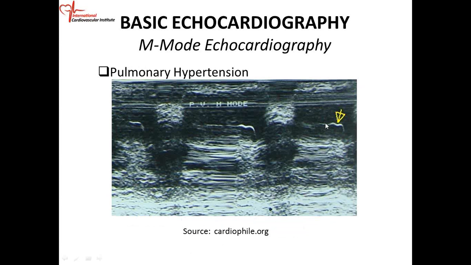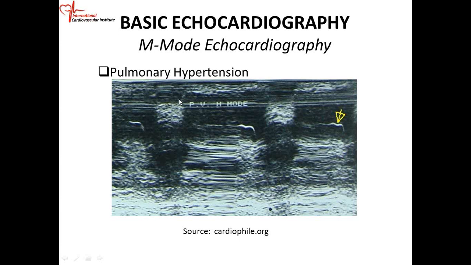So your normal M mode across the pulmonic valve, you're just going to see one of the valves. You can't get both valves together. You're just going to get one of the valves, and it will look something like this. This is what we call your A wave. It will look something like this, A wave.